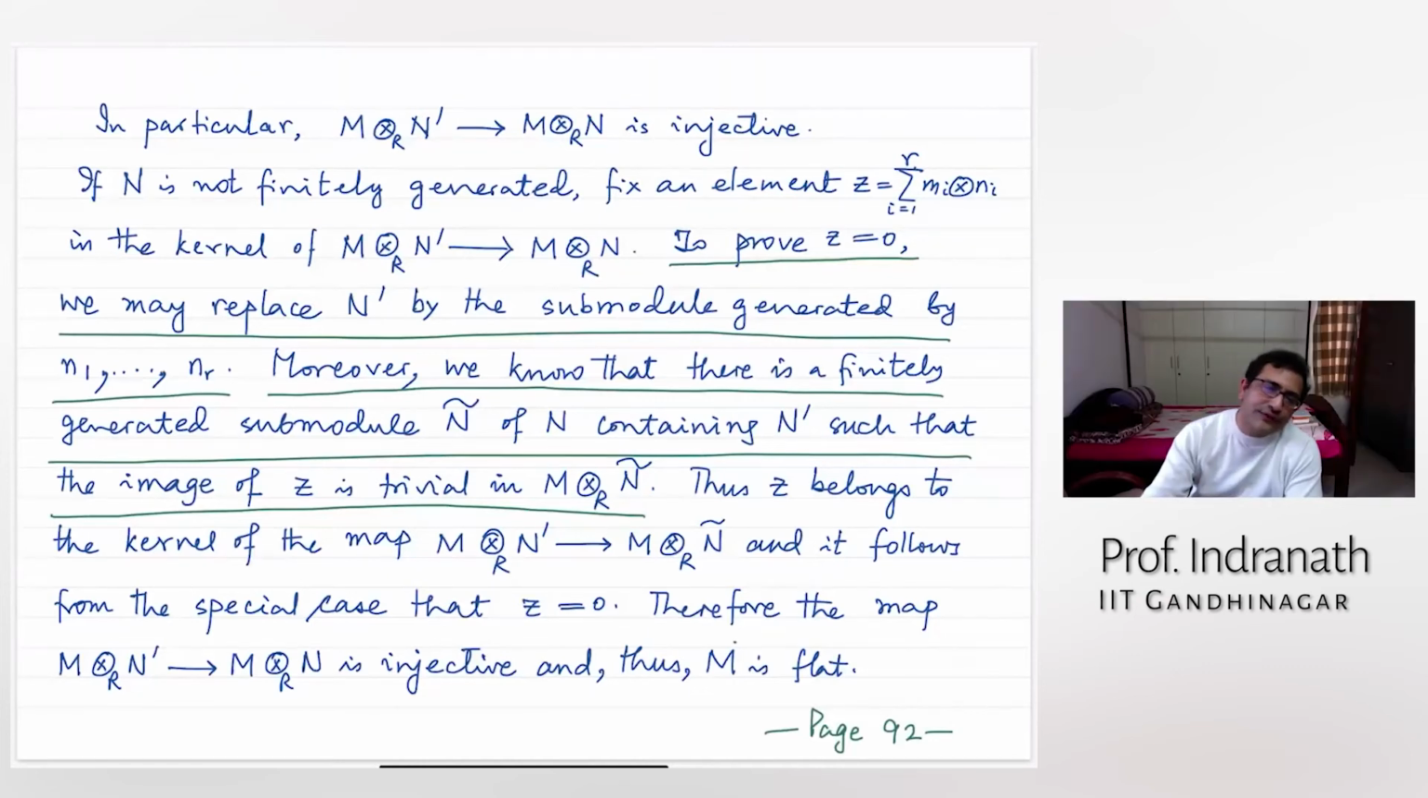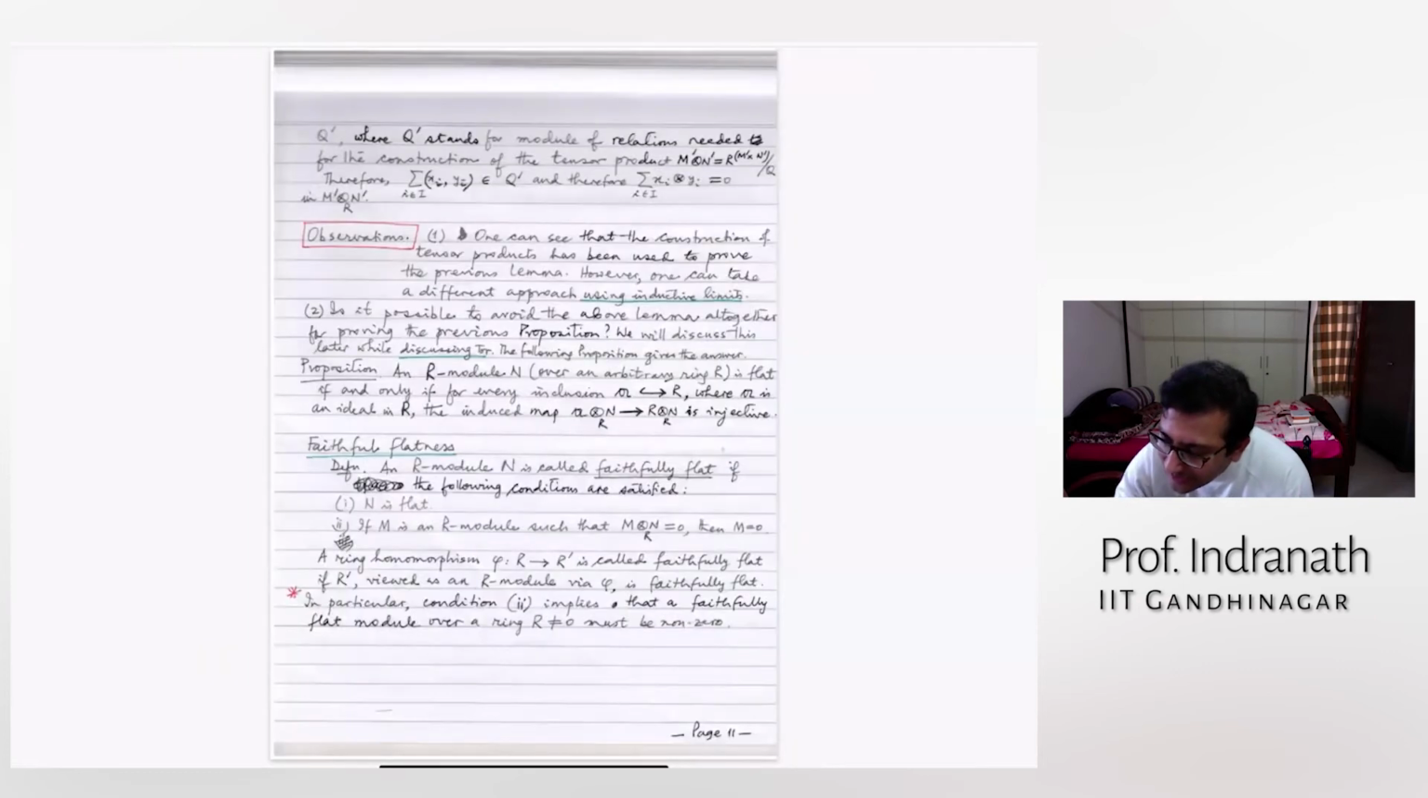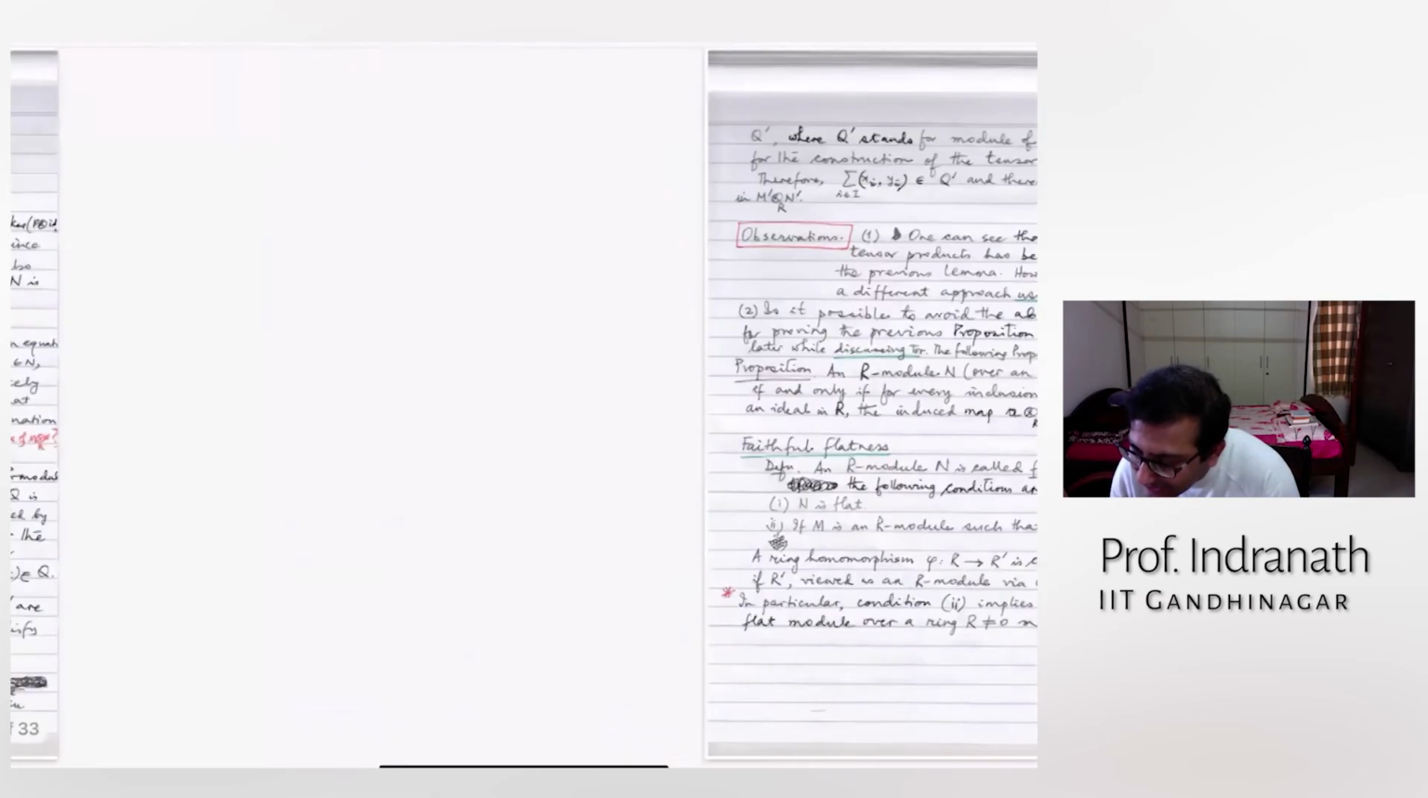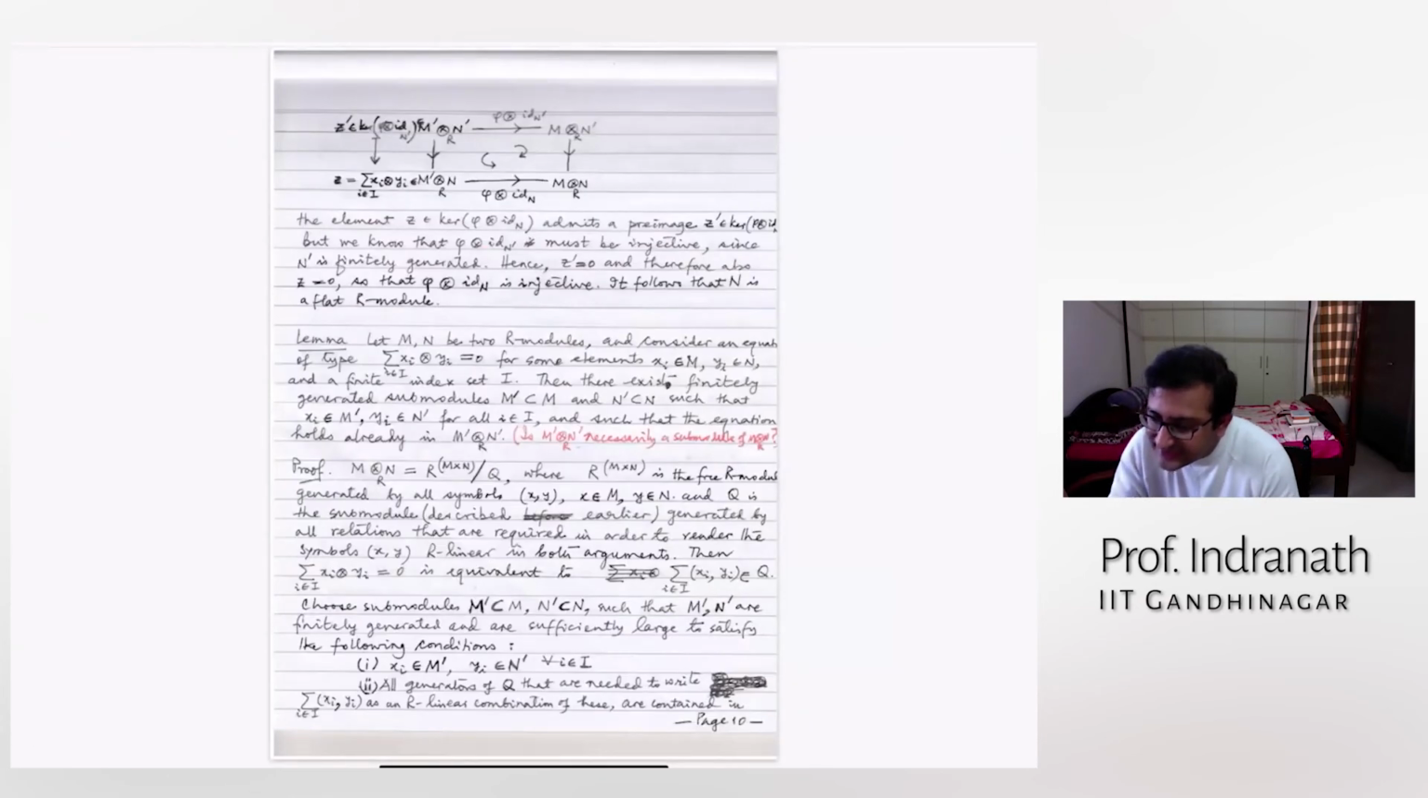The proof of that fact, that whenever I have the sum of x_i tensor y_i being 0, is actually happening in a finitely generated submodule. Whether I can prove it without using the construction is still open for discussion. So can somebody give me a proof without using the construction of the tensor product?